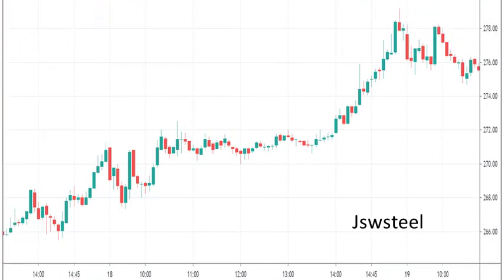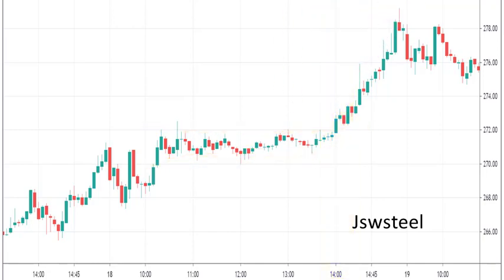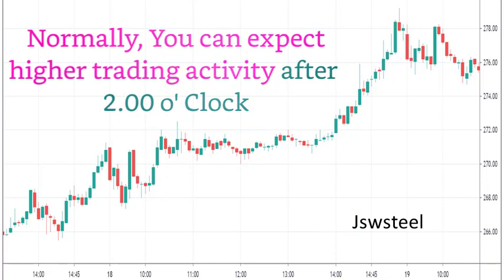And in this last and final example, we see a breakout near the end of the market. Here, we see a breakout after 2 o'clock. Now, this is normally the time when the trading activity would begin to increase once again. So, when you see a breakout after 2 o'clock, like you see here, it would normally be accompanied by a higher trading activity. And this adds a greater advantage to your trades.